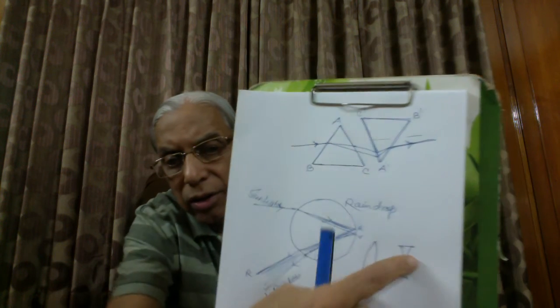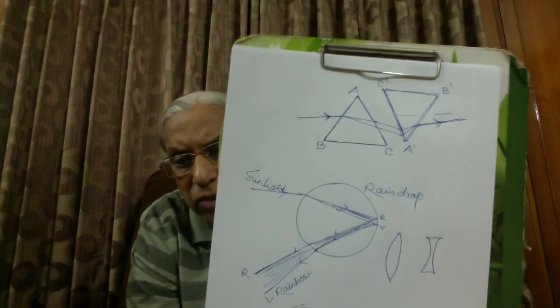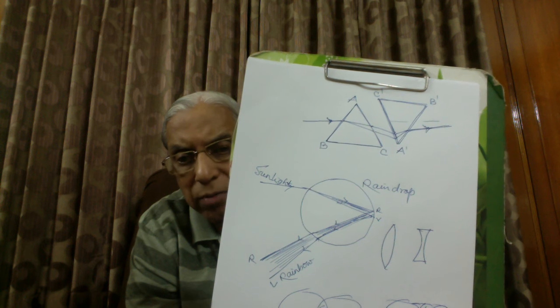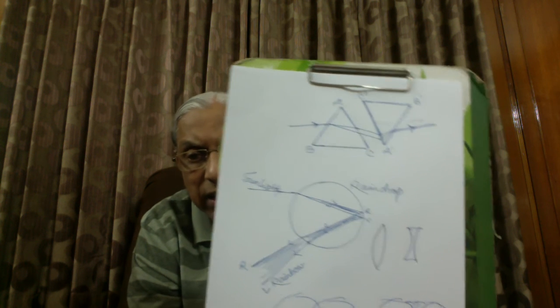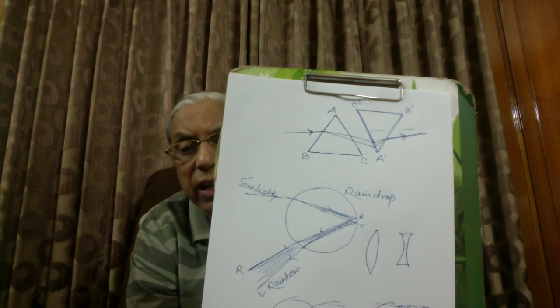You can see that. Here I have written. Please see that one. A convex lens is thicker at the middle and thinner at the edges, and a concave lens is thinner at the middle and thicker at the edges. That's how we can distinguish between a concave lens and a convex lens.